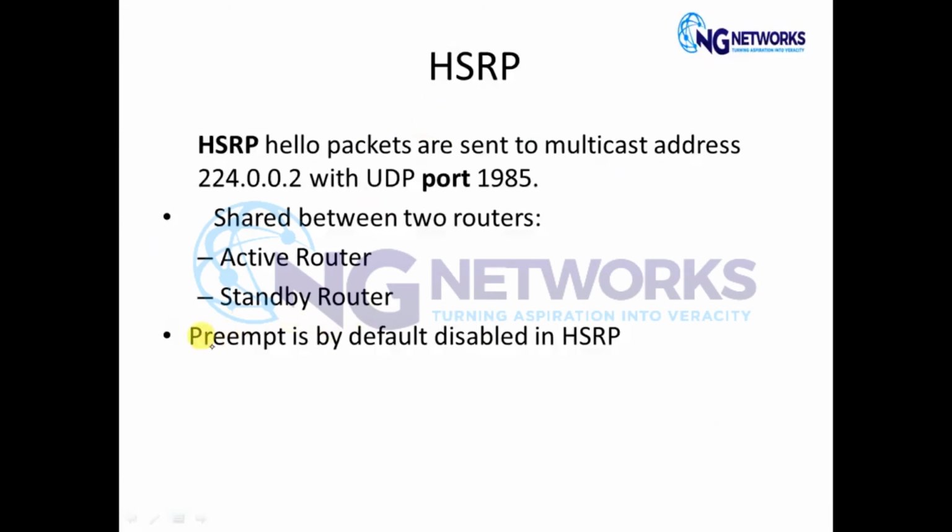The last point is that preempt is disabled by default in HSRP. Now what is preempt? Once the active router is elected, it will not be re-elected until the active router goes down. Even if the other router has a higher HSRP priority than the active router, the election will not happen. But we can enable this feature in HSRP if we want the other router to become the active router when it has a higher HSRP priority. I'll tell you the command to enable this feature. So let's look at the commands.